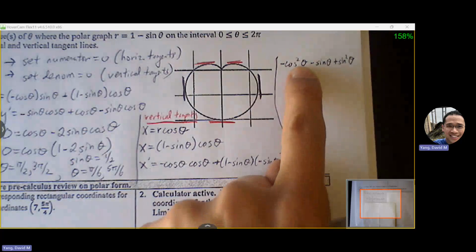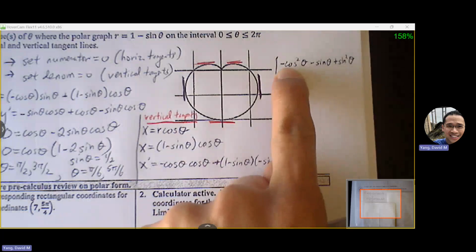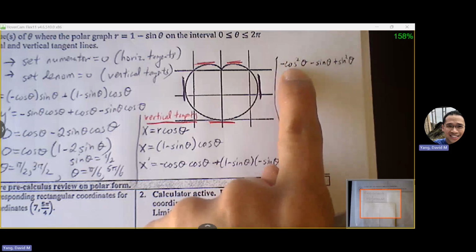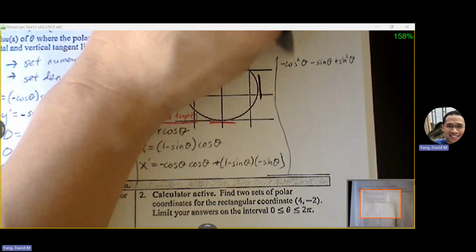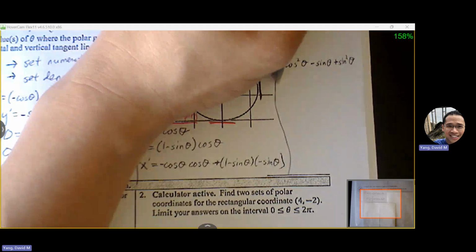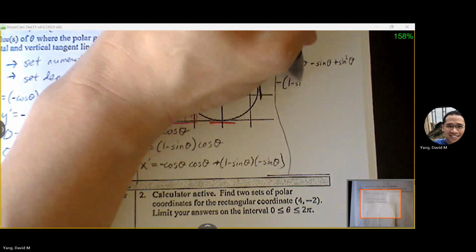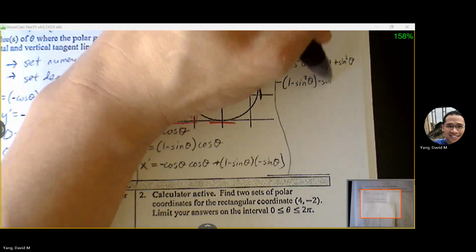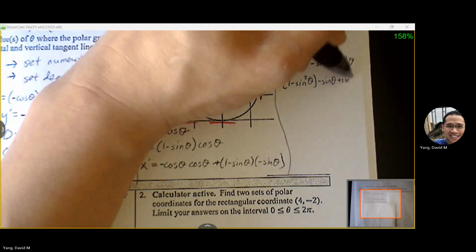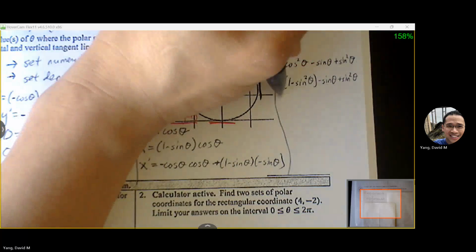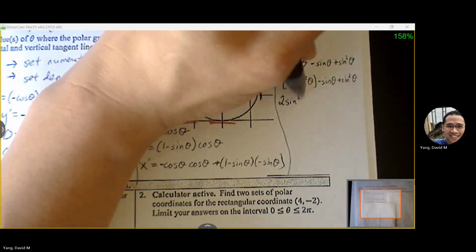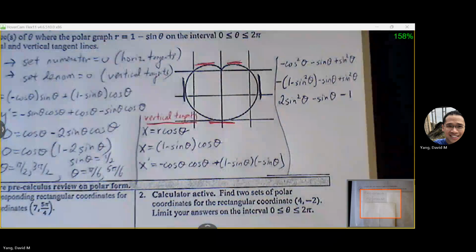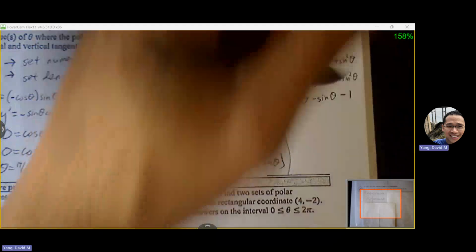I'm just going to arbitrarily get one of the trig functions in terms of the other so that I can have an easier time factoring if I can just get it down to one trig function. So I'm going to replace cosine squared with 1 minus sine squared. We know sine squared plus cosine squared equals 1, right? We can factor that.